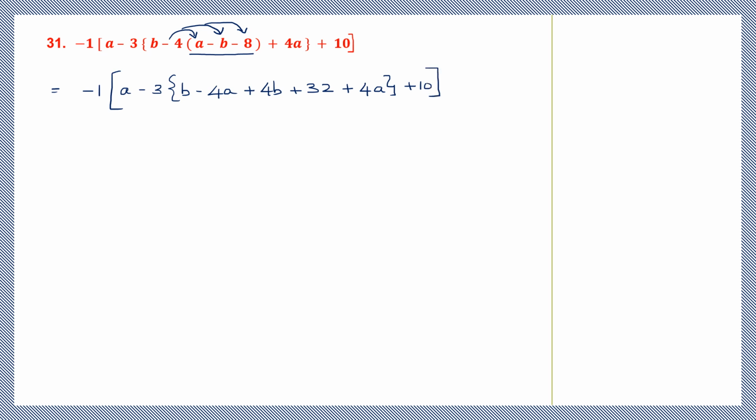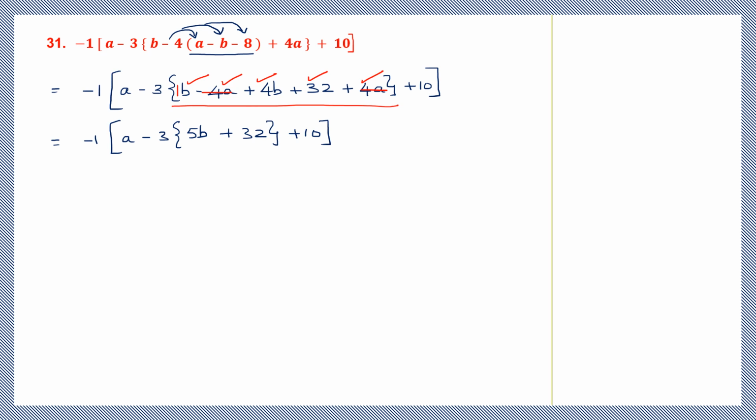So now we have to work on what is inside the curly bracket. So let's do that. Minus 1 square bracket a minus 3 curly bracket. Now b, we have 1b here, b plus 4b, that becomes 5b. 1 plus 4 is 5, 5b. Then we have minus 4a plus 4a becomes 0, so that gets cancelled. Then we have plus 32. So plus 32, close the brackets, then write plus 10 and close the square bracket. So now we're going to open or remove the curly bracket.